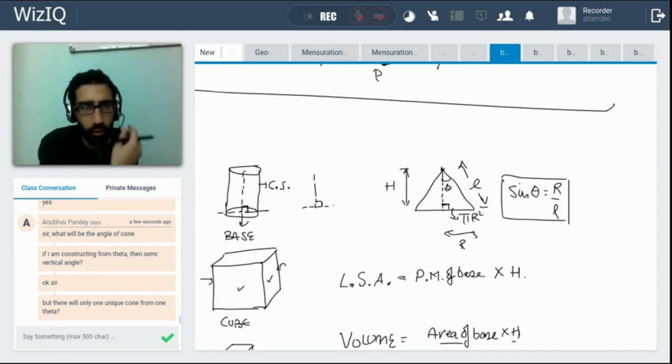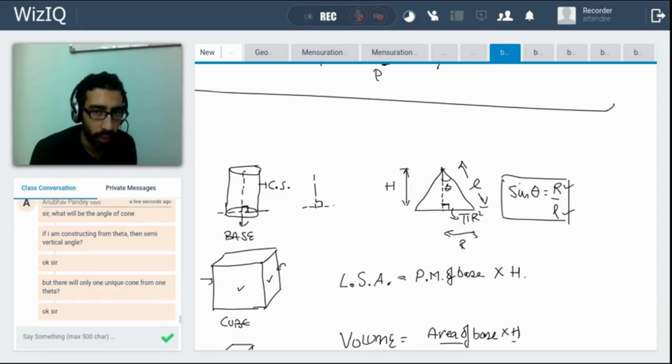There will be only one unique? Of course not. Of course there won't be. Here, r by L is a ratio. There can be many cones using the same theta. Theta is just an angle.